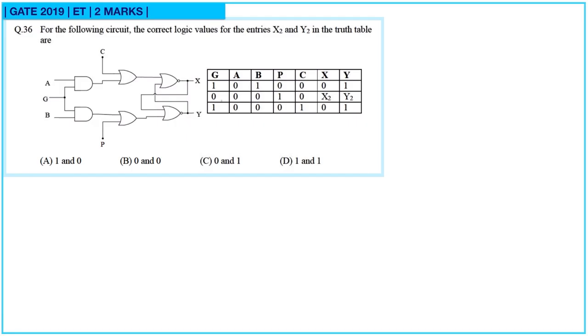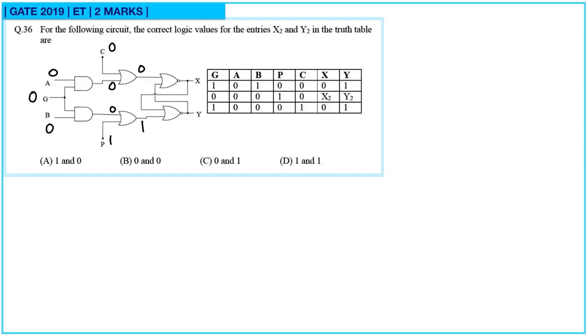So for x2 and y2, here it is given that G is 0, A is 0 and B is 0. And since these are AND gates, if any one of the inputs is 0, then the output is going to be 0. So this is 0, 0. Then P is 1 and C is 0. So the output of this AND gate will be 0, the output of this OR gate is 0, and for this OR gate it will be 1.